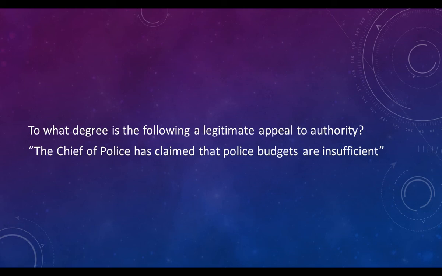There's a bias to it. Right. So because he is the chief of police, chances are that he would want a higher budget, so he'll claim that they're sufficient. Excellent. So one of the other conditions that we put on appeal to authority to be legitimate was that there has to be some reasonable expectation that the authority is not going to be biased.